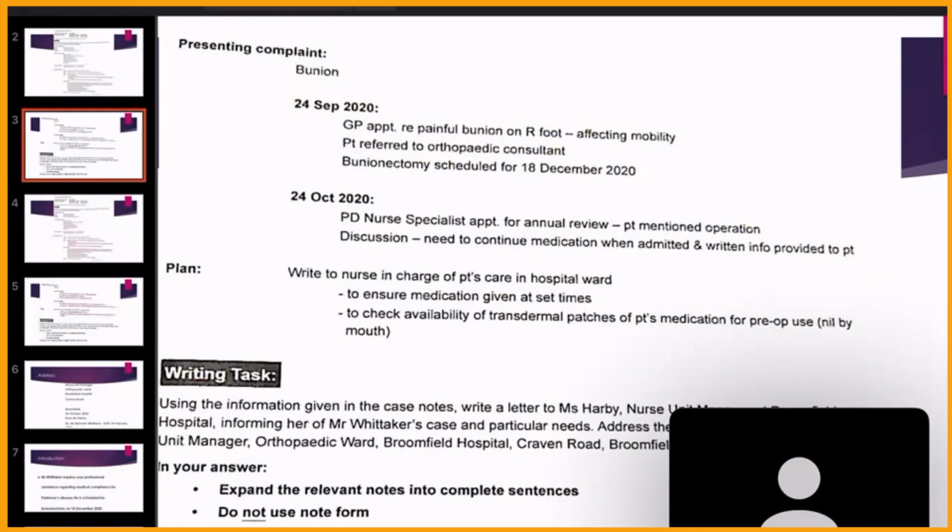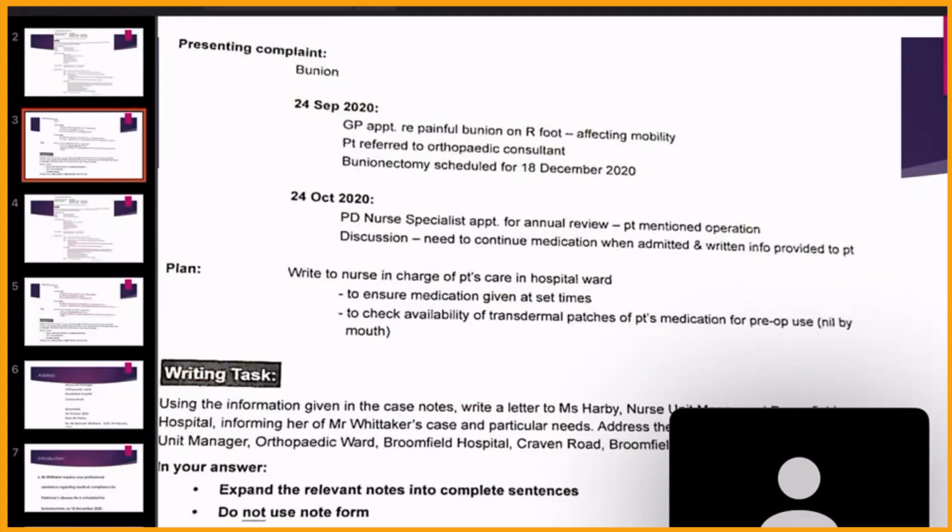24 October 2020, Parkinson's disease nurse specialist appointment for annual review. Patient mentioned the operation. Discussion: need to continue medication when admitted. Written information provided to patient.